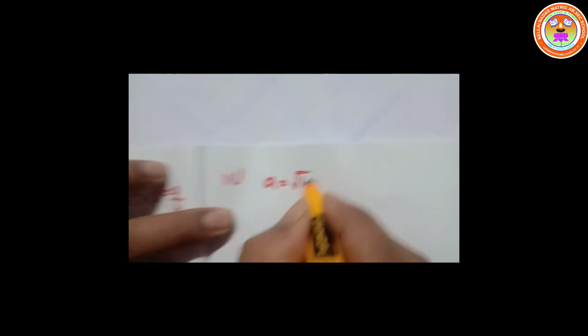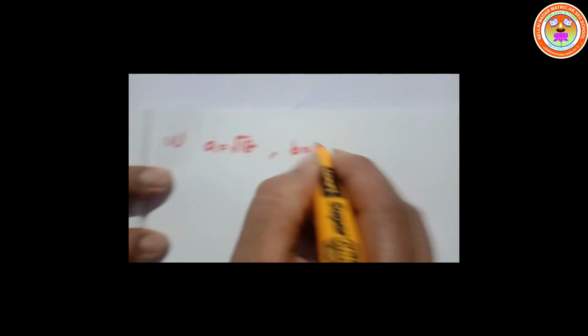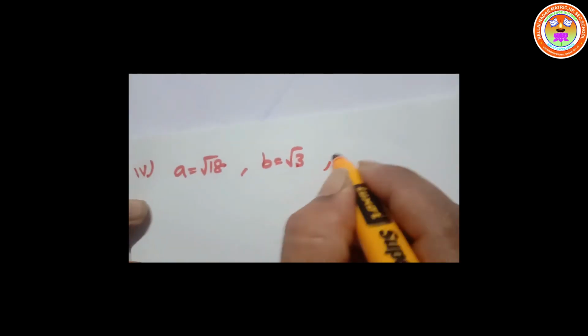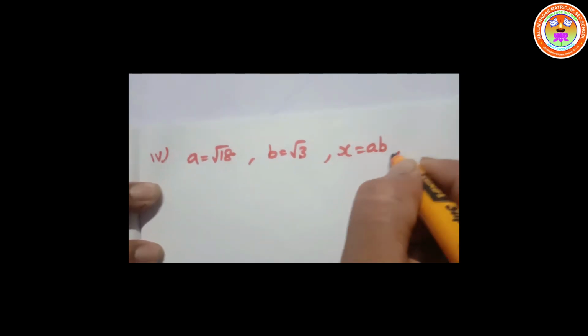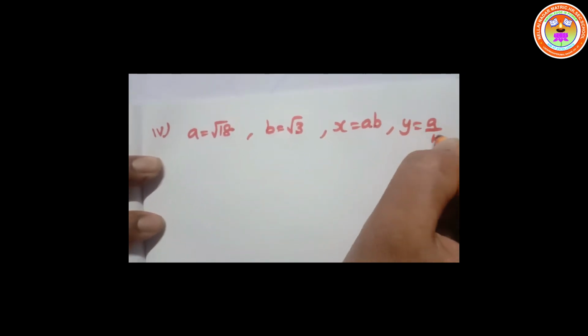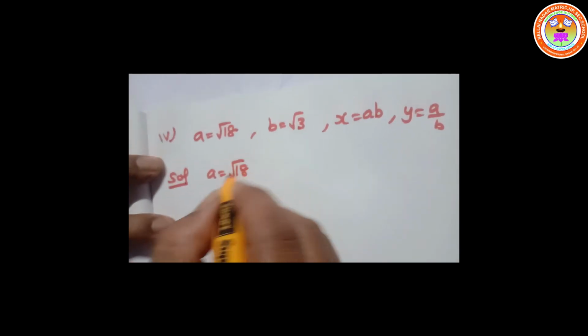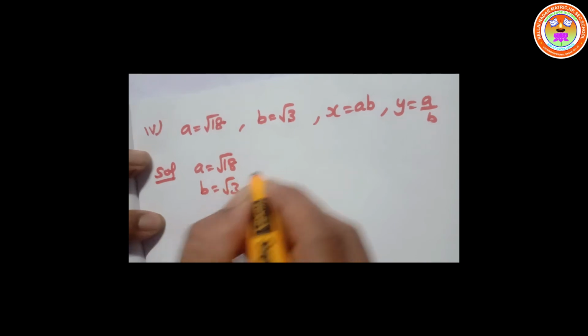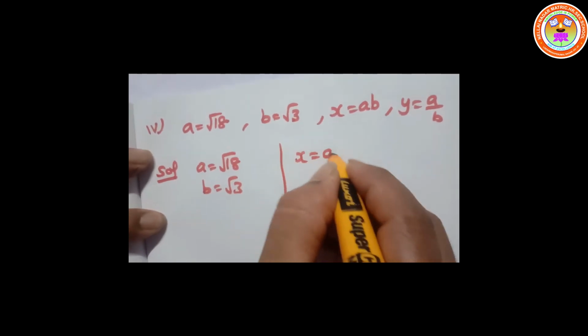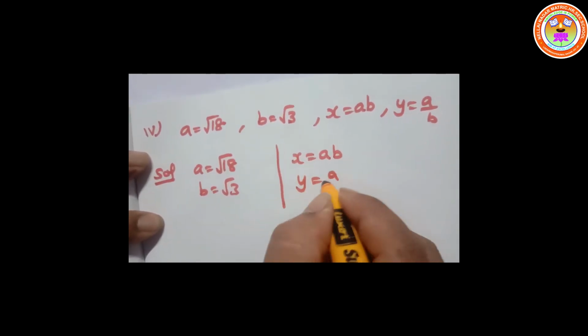Fourth subdivision, what is given? A is equal to root 18, b is equal to root 3, and x is equal to ab, y is equal to a by b. So solution: a is equal to root 18, b equal to root 3, x value is a into b. How to find y equal to a by b?